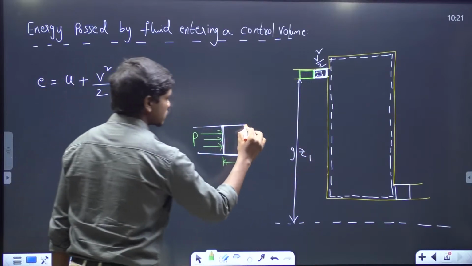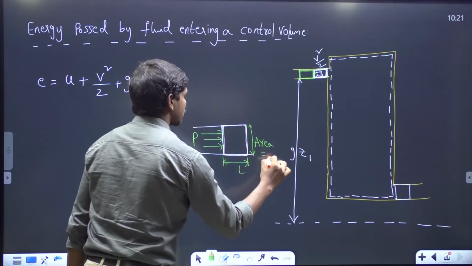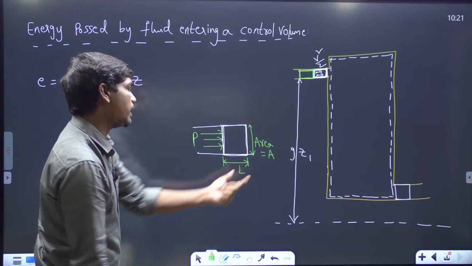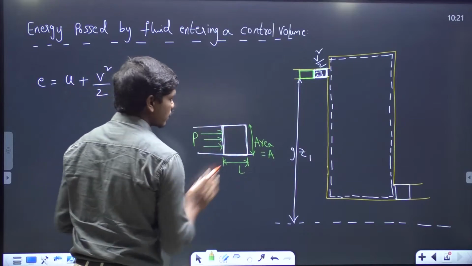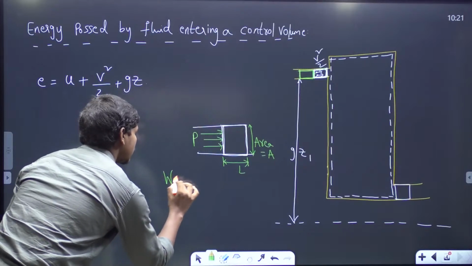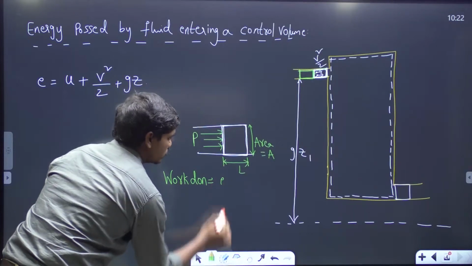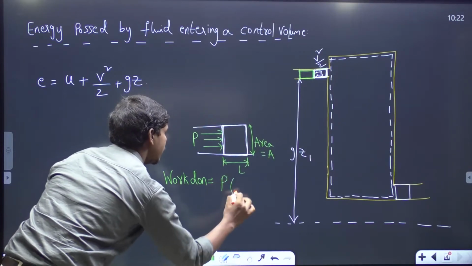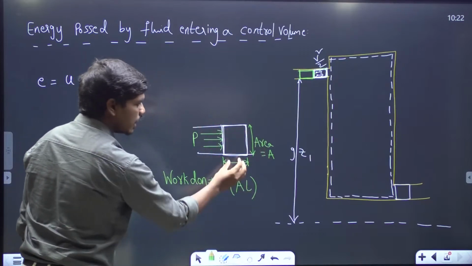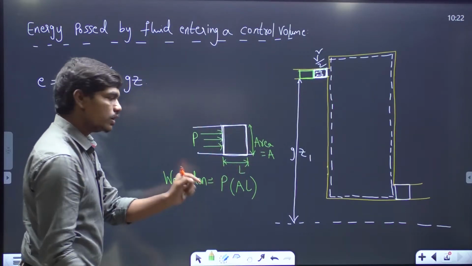So if this cross-sectional area is A, means for this inlet you have some cross section A, then P into A into L. Now this is similar to the work done in pushing this block. So work done is equal to P into A into L, correct? Because P into A will give you the total force that is acting, and L is the displacement of the block. So P into A into L will give you the actual value.